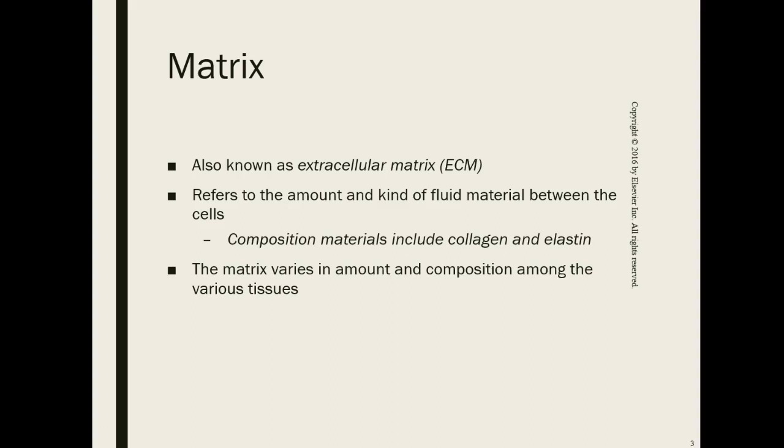Depending upon the tissue, the amount and composition of the matrix will vary as well. For example, the blood matrix contains no fibers, so it's allowed to flow freely, which is what we want, with the blood flowing through our blood vessels. Whereas the bone matrix, the fibers are encrusted with a mineral crystal that provides density and strength.